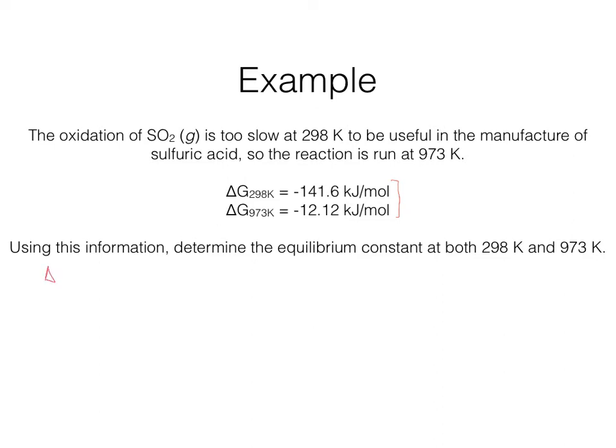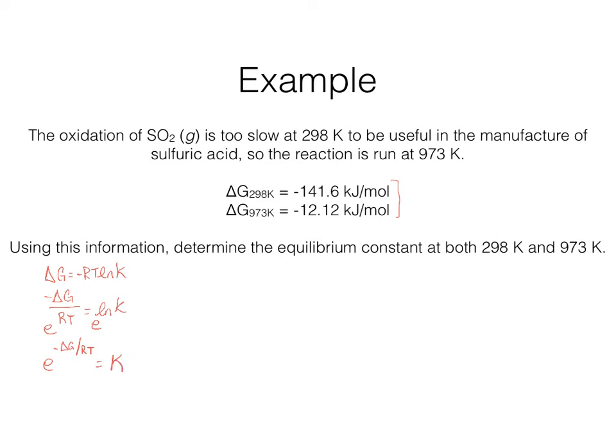So to do this, we're going to use delta G equals minus RT ln K. And the first thing I'm going to do is rearrange this equation so that I get rid of the natural log and can plug things in a form that has K isolated. So I divide both sides by RT. To get rid of the natural log, I need to raise both sides to the e. And so I get e raised to the negative delta G over RT equals K.